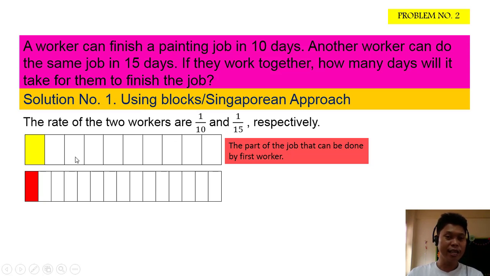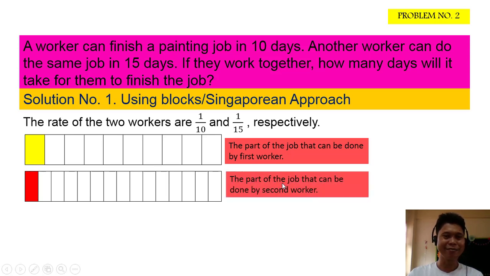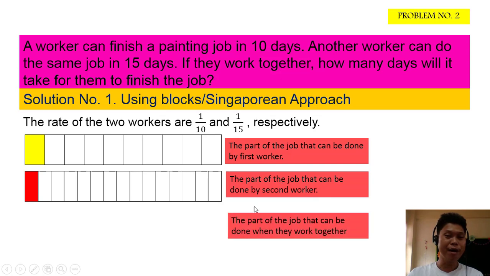Yung worker number 2 naman ay ito yung trabaho or job na natatapos niya in one day. Ibig sabihin, mas maliit yung natatapos niya. Like for example, it is a painting. Ay, nakasulat nga pala, painting job. So, kumbaga ito yung napinturahan ng worker 1 in first day. Ang worker 2 naman, ito yung napinturahan niya na part. So, yan. Paano kung pag-combine natin silang dalawa? Okay, so ganito.